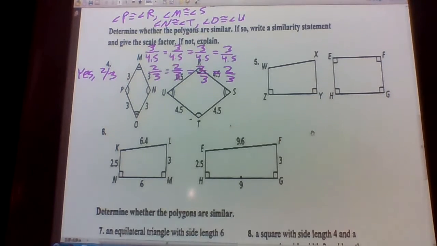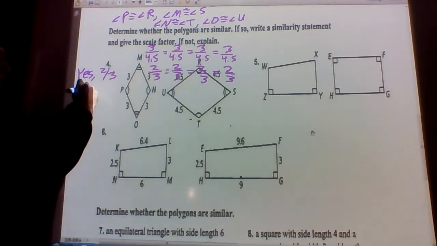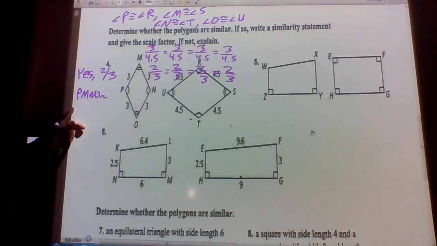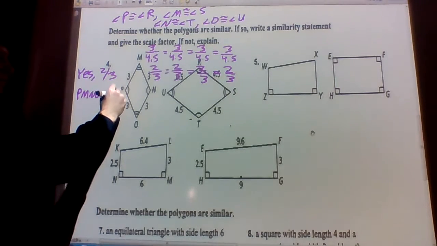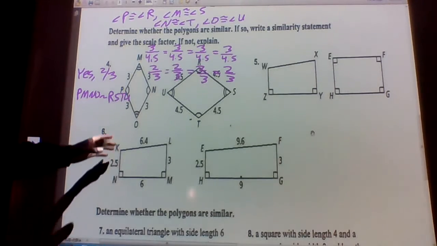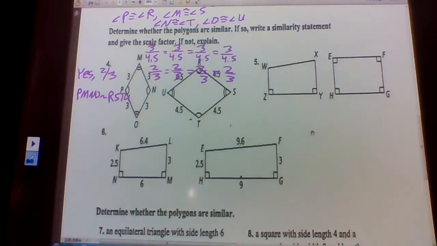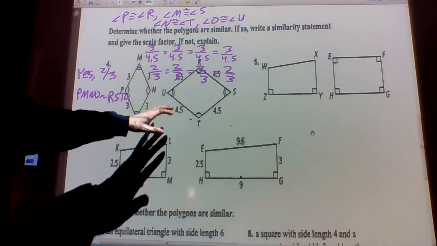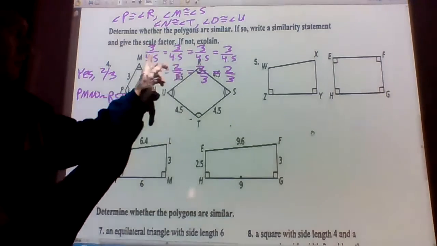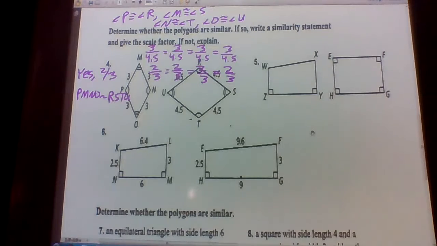And then we want a similarity statement. So how about PMNO is similar to RSTU. Again, the first one can be in any order, as long as you're going clockwise or counterclockwise, starting from one of the vertices. But then you have to match up the corresponding points on the other one. So P can match with R, M with S, N with T, and O with U.